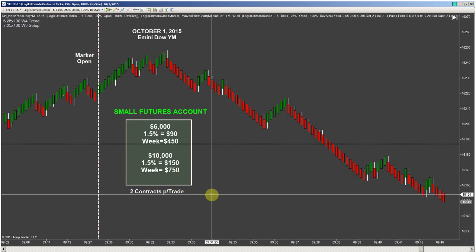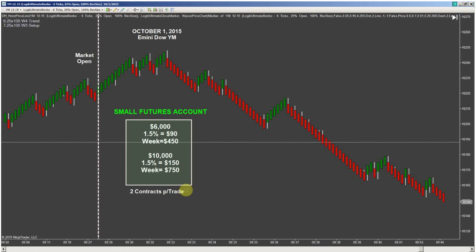account. We do have individuals, obviously, who are trading very small accounts, even as small as $6,000 or 10. And if you're taking a look at money management, well, 1.5% of a $6,000 account is 90 bucks. And what you're trying to do with the $90 is simply allow that to multiply on a weekly basis to $450 a week on a $6,000 account. Or 10, 1.5 is $150 a day per week at $750.